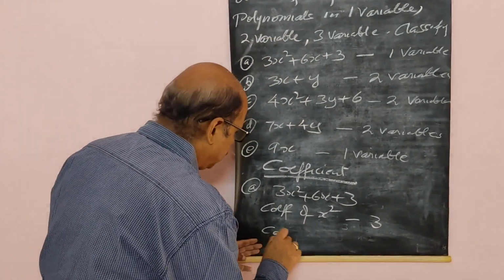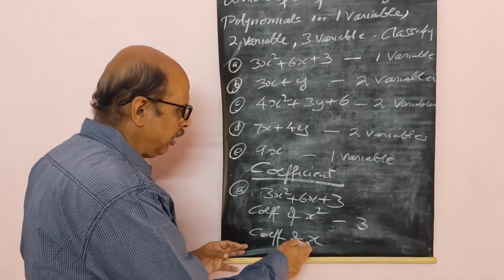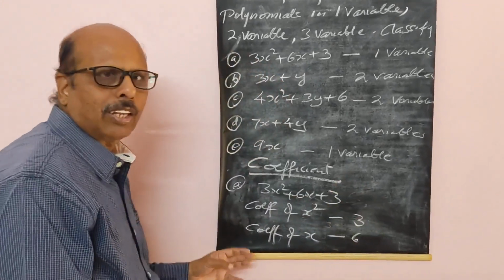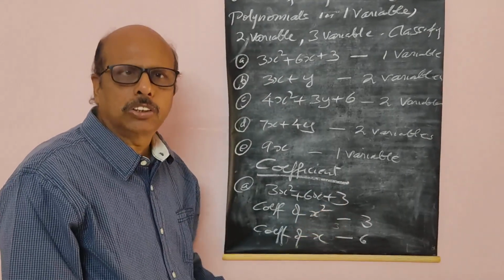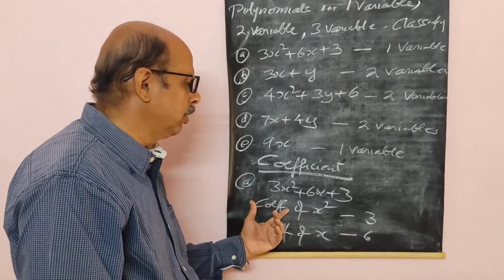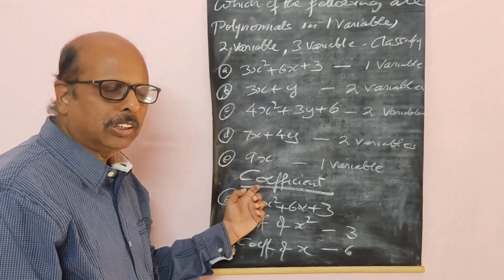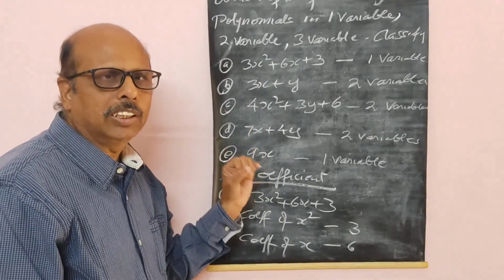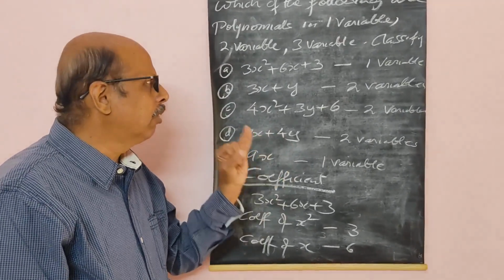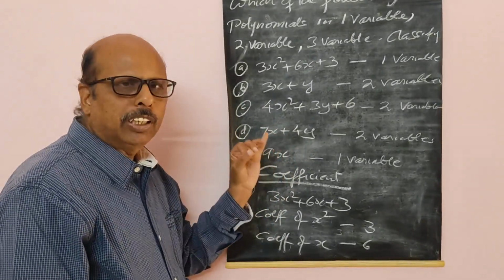If I write coefficient of x, it means the number in front of the letter x, which is 6. The coefficient is 6. And here the number 3 is a constant. It's a fixed value, it does not change. So you should know what the coefficient is. You should know how to identify whether it's a polynomial in one variable or two variables. The three things we have considered: to decide whether the given expression is a polynomial, then whether it's a polynomial in one variable, two variables, or three variables and so on.